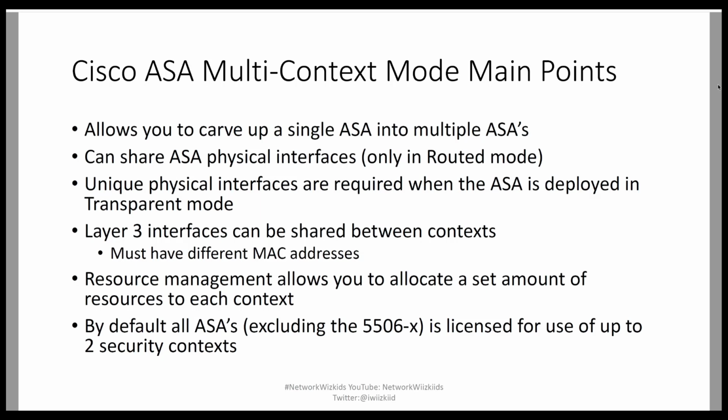There is also something called resource management, and this allows you to allocate a set amount of resources to each context. So say for instance you have an ASA running multi-context and you have 3 customers, each with their own context. But one customer pays for more resources or needs more resources. You can actually allocate more resources to that context and less resources to the other 2 contexts. By default, all ASAs, excluding the 5506, are licensed for use of up to 2 security contexts.